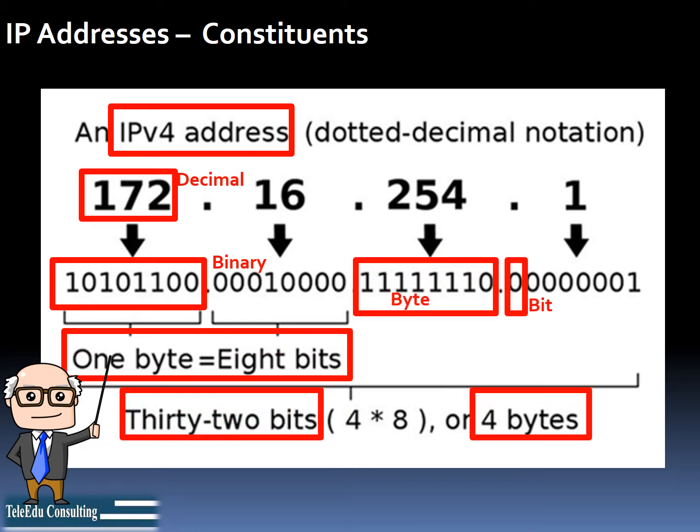IP address is of 32 bits in binary format. 8 bits are equal to 1 byte. So this would mean IP address consists of 4 bytes. The 4 bytes are separated from each other by periods or dots as shown in the slide.